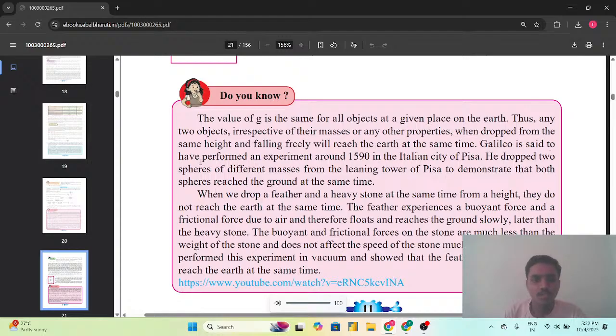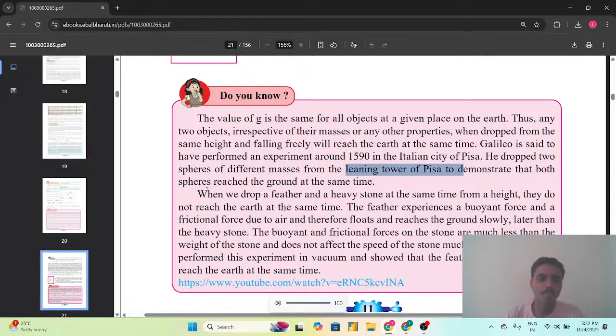So Galileo is said to have performed an experiment around 1590 in the Italian city of Pisa. He dropped two spheres of different masses from the leaning tower of Pisa to demonstrate that both spheres reached the ground at the same time. So he dropped two spherical objects of different masses from the leaning tower of Pisa, and he tried to find out whether both objects of different masses reach the ground at the same time or not.